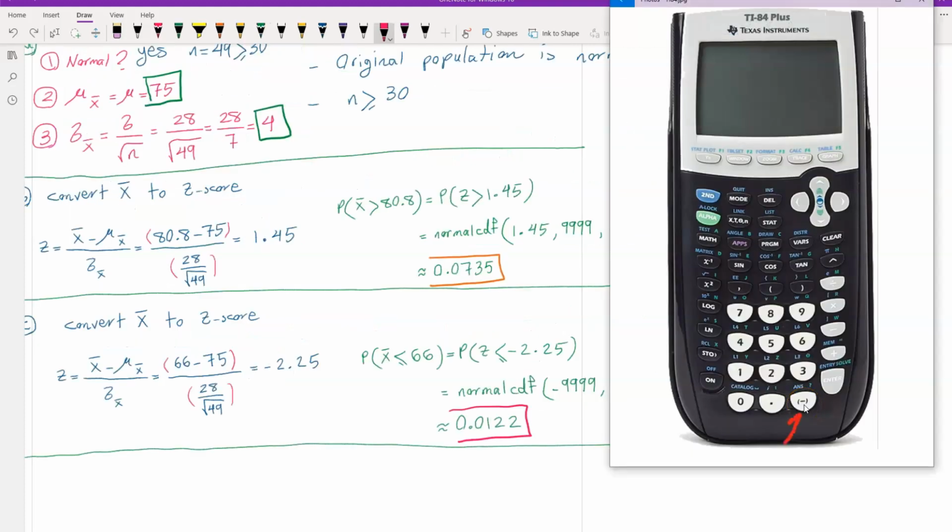So on the calculator, this says negative sign. When you're trying to enter negative numbers, you have to use this one. So it's not this. That is subtraction.